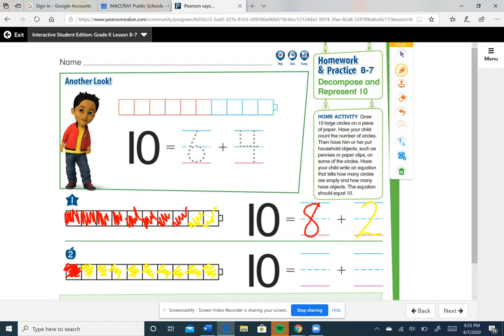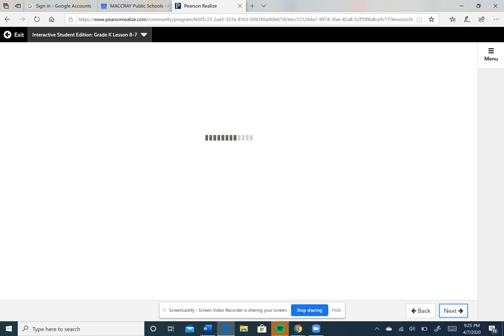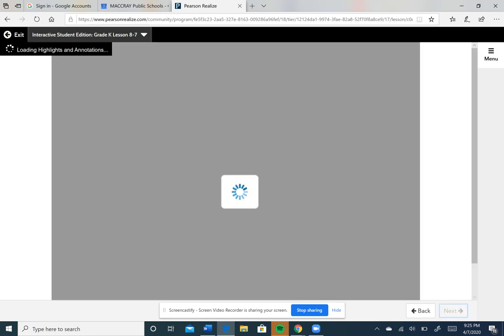All right, how many reds do I have? I have 1 red. And let's count how many yellows I have. 1, 2, 3, 4, 5, 6, 7, 8, 9. So our equation reads 10 equals 1 plus 9. Awesome job. Great job. Next page.